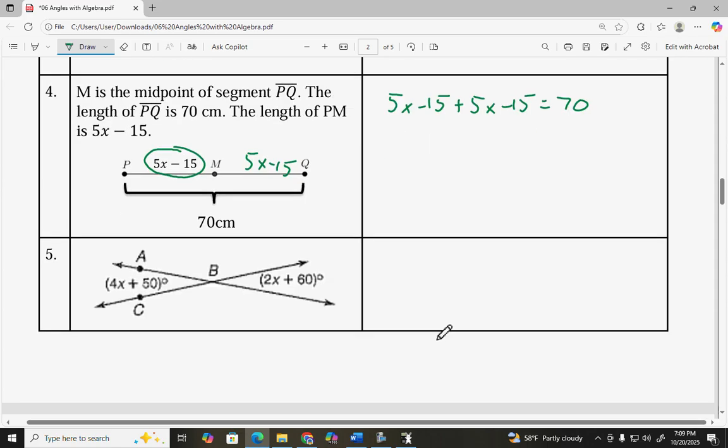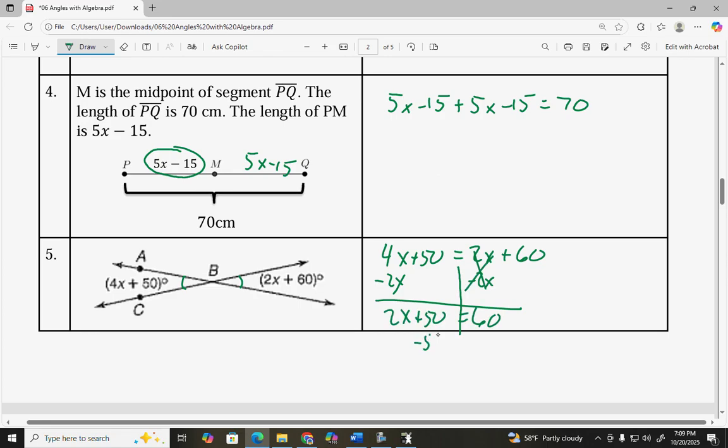I want to do number 5. I like number 5. Number 5 is a picture of vertical angles. These two angles should be equal to each other. So 4x plus 50 should equal 2x plus 60. And we're going to solve this. Let's subtract 2x from both sides. Let's subtract 50 from both sides. And let's divide by 2. I get x is 5.